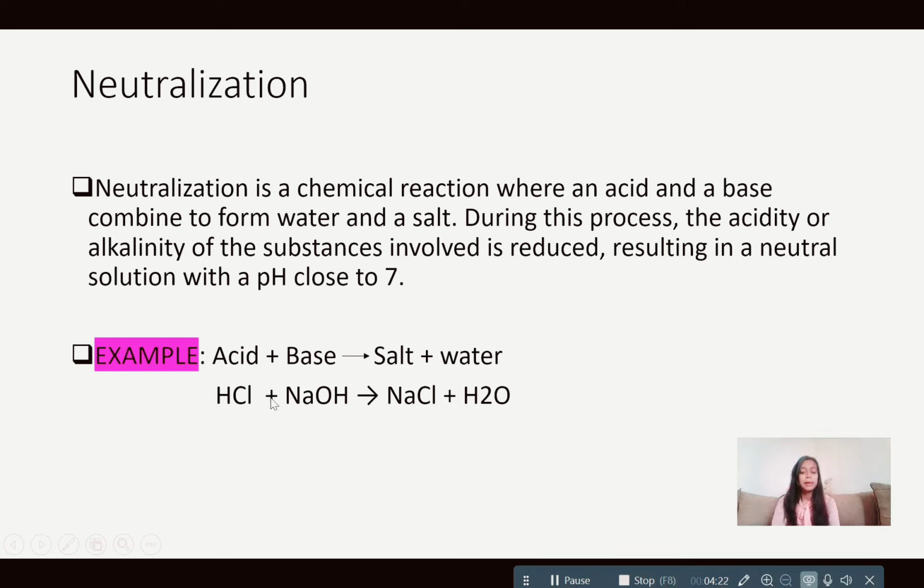Okay, you can see an example. Let me show you the reaction over here. HCl plus NaOH, okay? HCl is an acid and NaOH is a base, okay? And this gives us a salt plus water. That means NaCl is a salt and H2O is water. I hope you understood it very well and clear, okay?